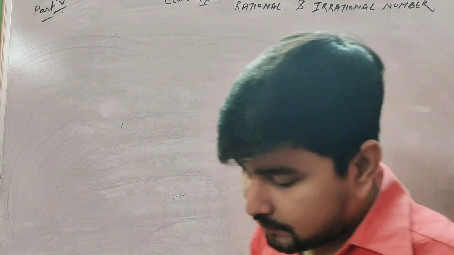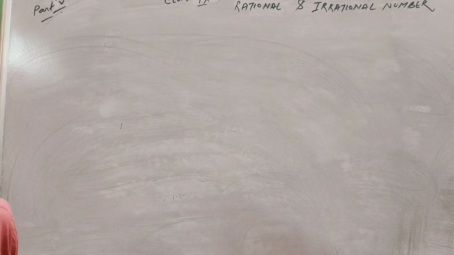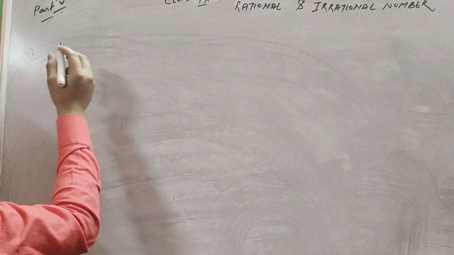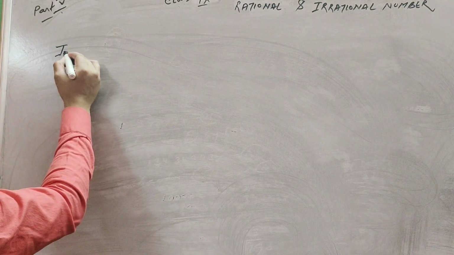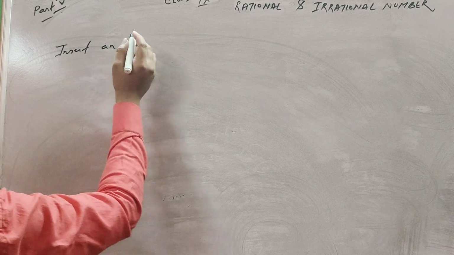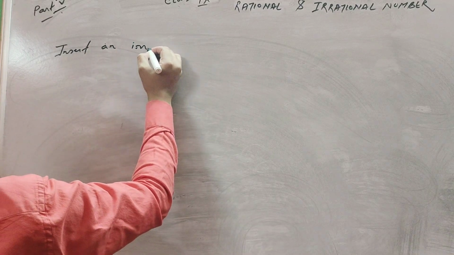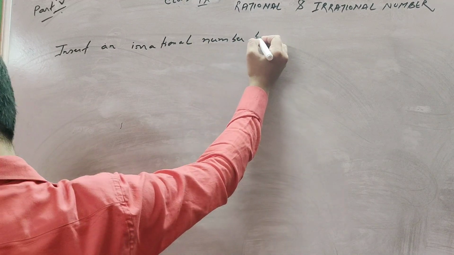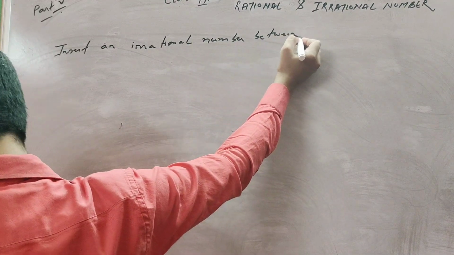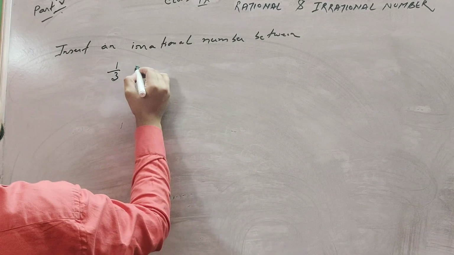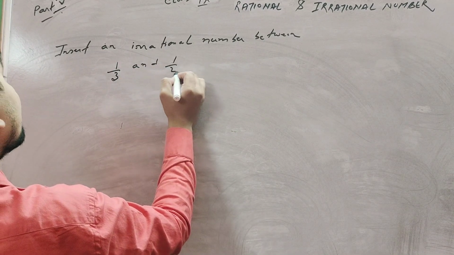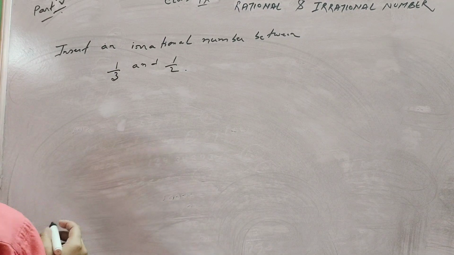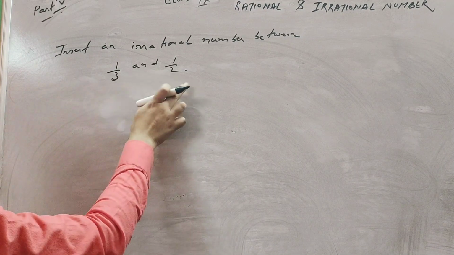Okay, now it's time for question number 11, question 11.1. Insert an irrational number between 1/3 and 1/2. So first of all, for the solution you find the decimal expansion of both.